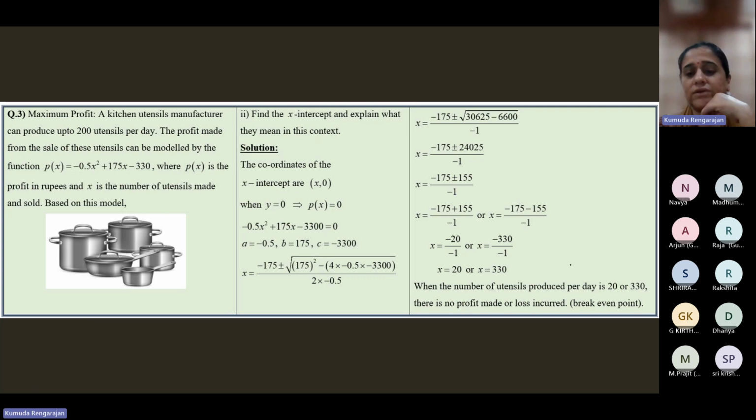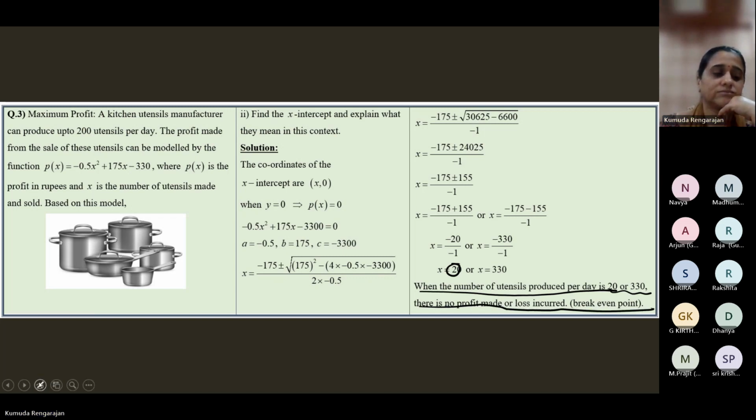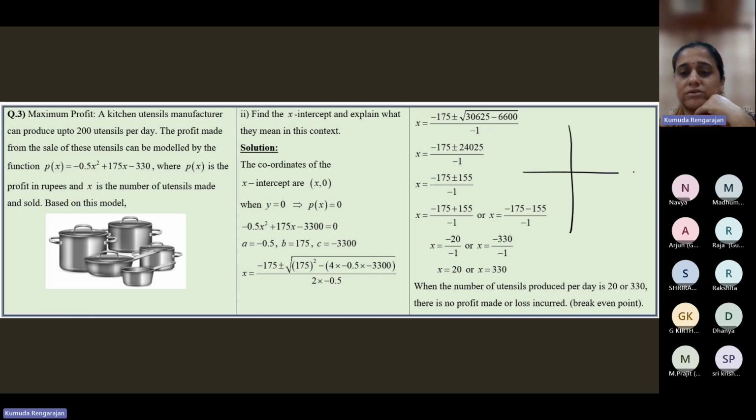The question is to find the x-intercept. We found that the parabola cuts the x-axis at the points 20 and 330. So what does it mean in this context? When the number of utensils produced per day is 20, there is no profit because the y value is 0. Or when the number of utensils produced is 330, there is no profit made or loss incurred. That's the break-even point.